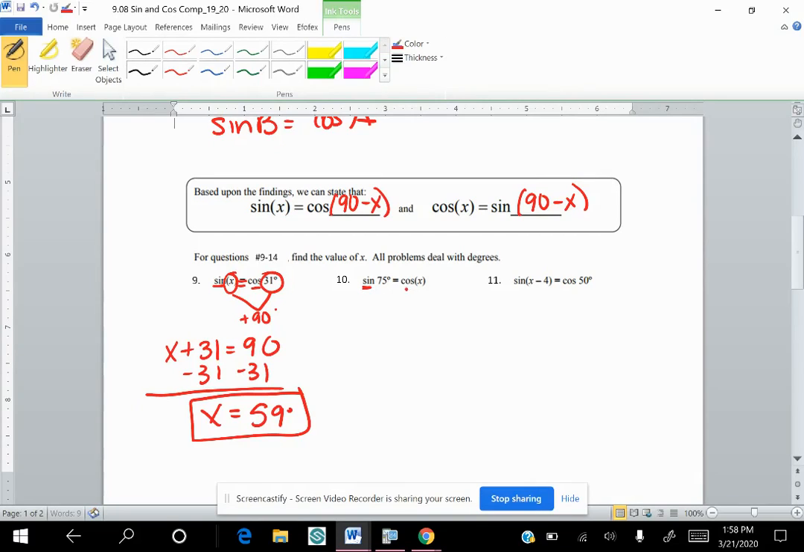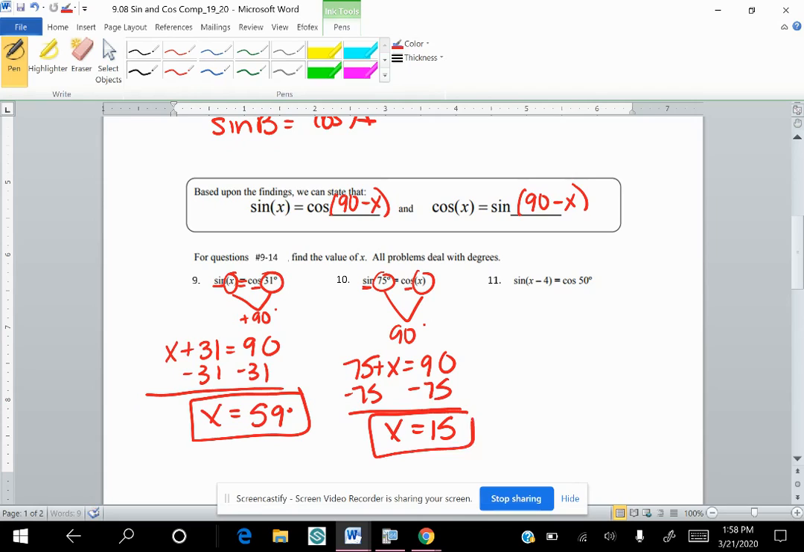Okay, so now I have sine equal to cosine. Anytime they're equal, the angles are going to add to 90. So 75 plus x equals 90. Subtract 75 from both sides, leaving us with 15.